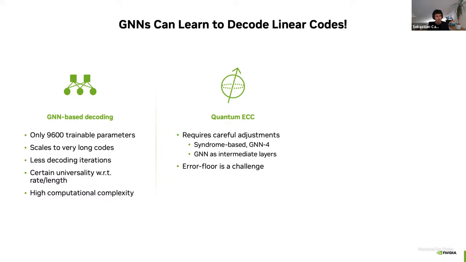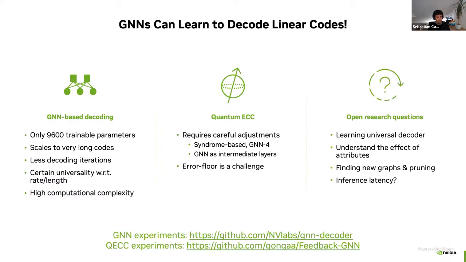But still, if you compare it in terms of complexity, OSD is also challenging to implement for these types of codes. And then some open research questions: could we learn a universal decoder? So maybe we mix different training samples during the training to learn kind of one universal decoding function, at least a pre-trained GNN that can be used for arbitrary codes, and then is only fine-tuned maybe for a specific code. That would be one idea.